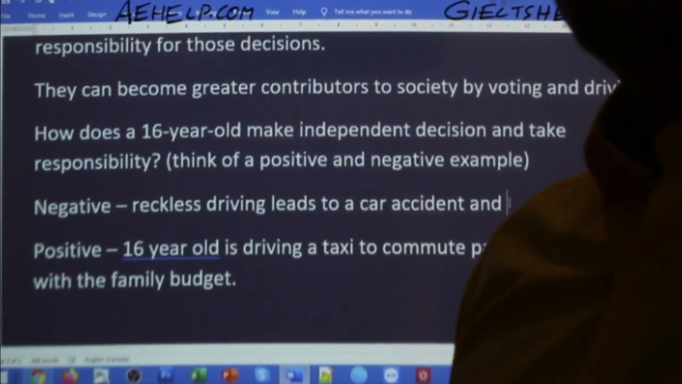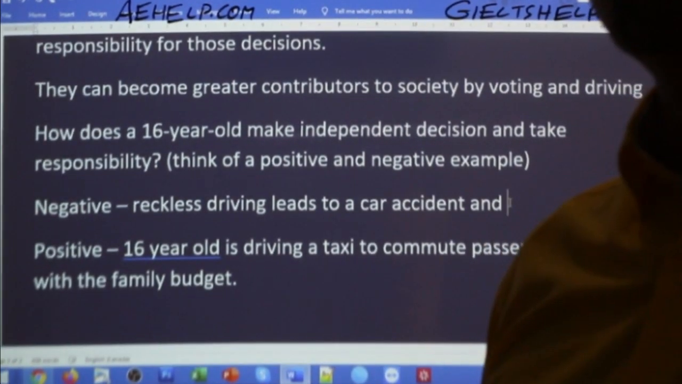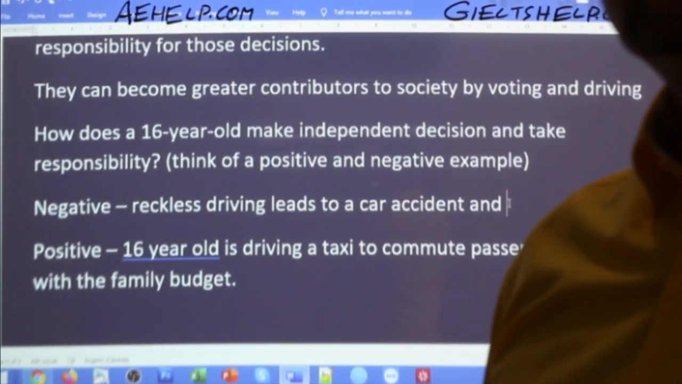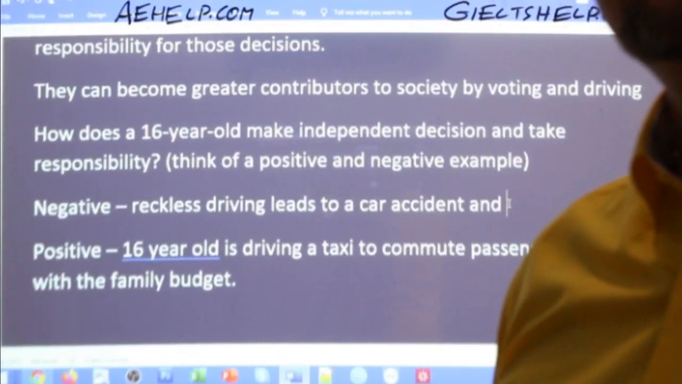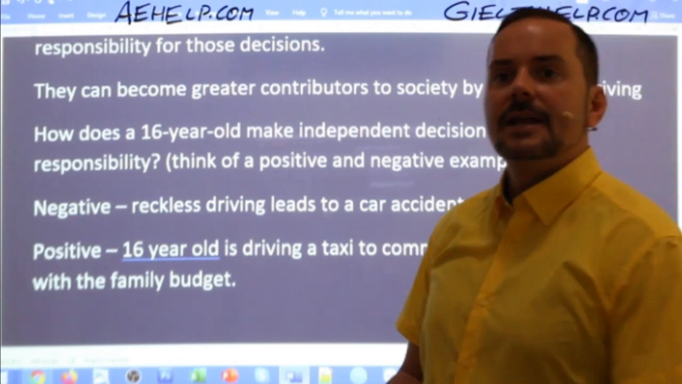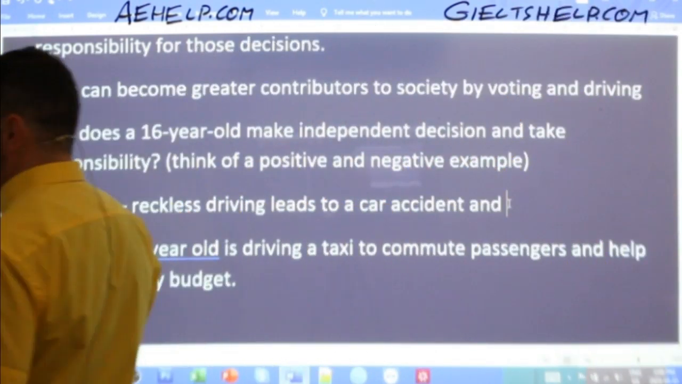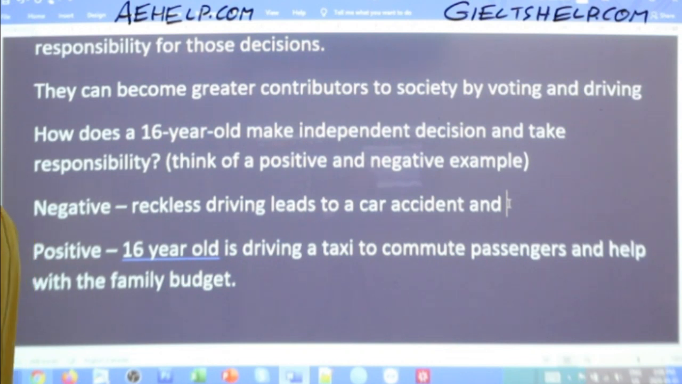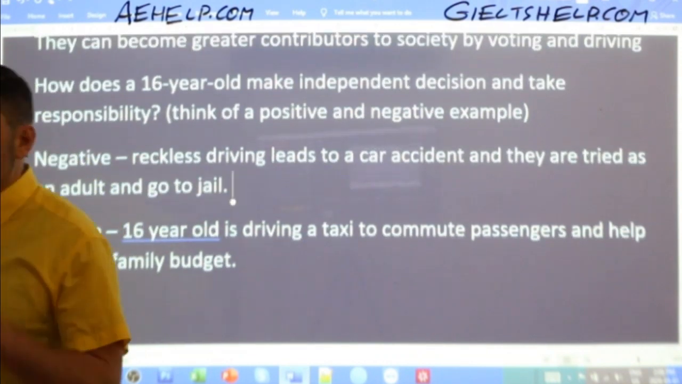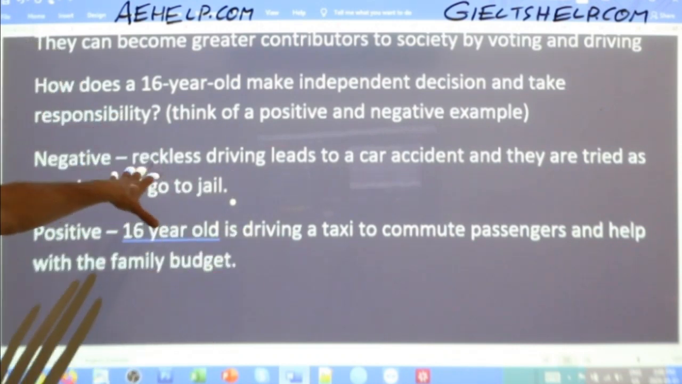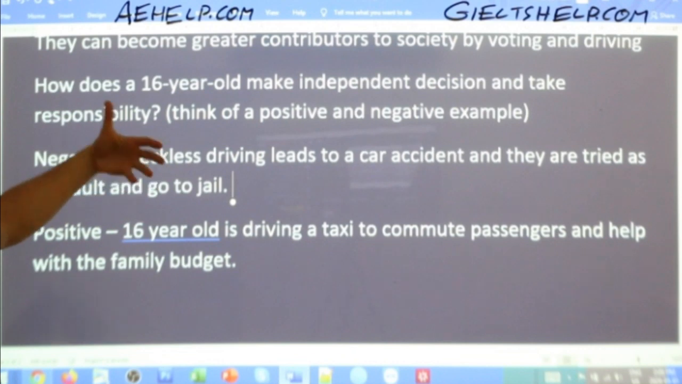So Michael Fan says, and they get punished and they go to jail, right? Okay, there. So I'll leave it like that. And they go to jail. Okay, so they're tried as an adult and they go to jail. So the reckless driving leads to a car accident and they are tried as an adult and go to jail. So that would be the negative, right? Okay, so now we have the right idea here. So we're starting to wrap our heads around this.